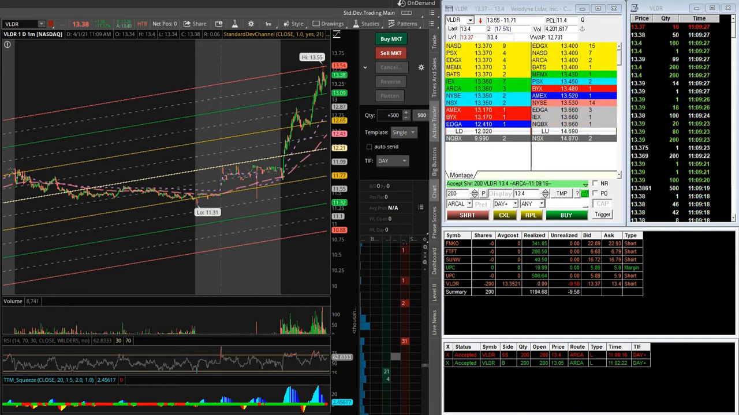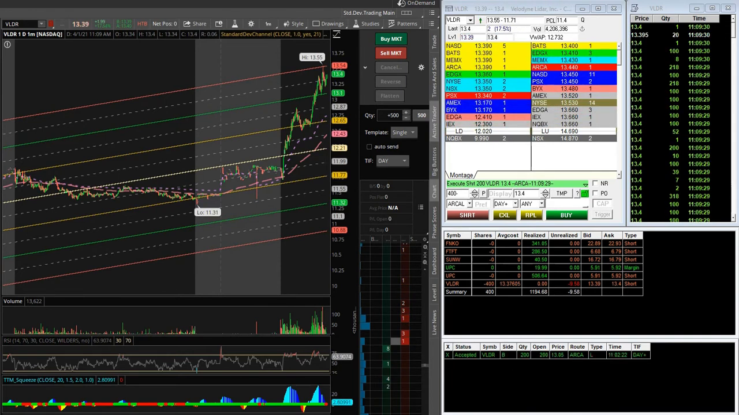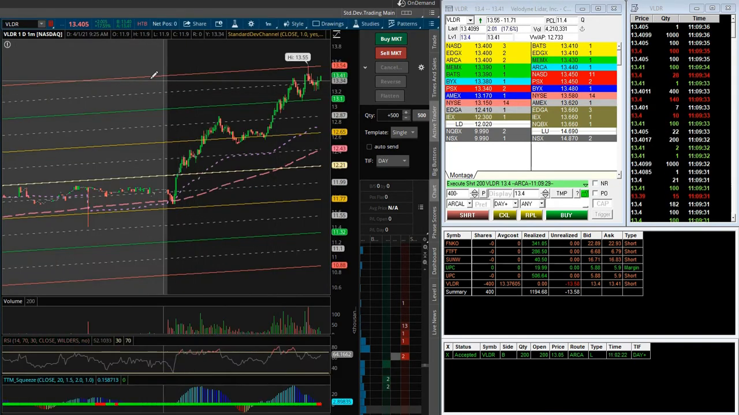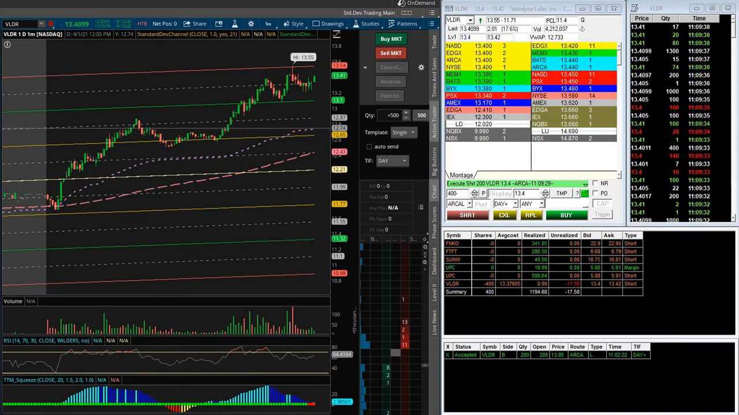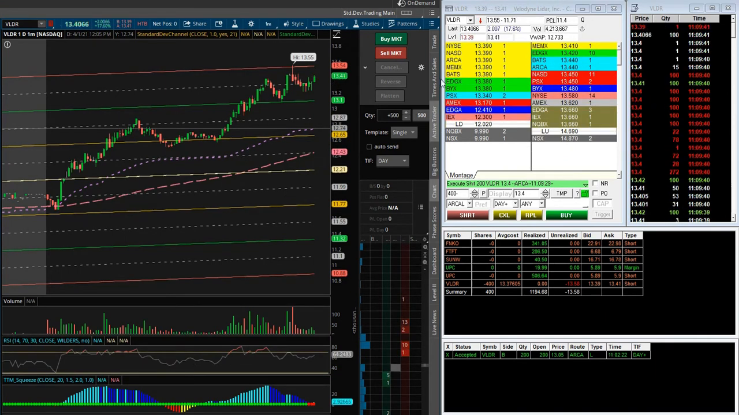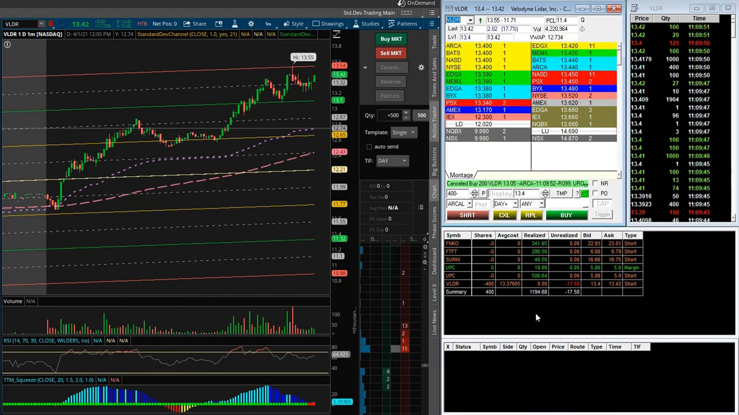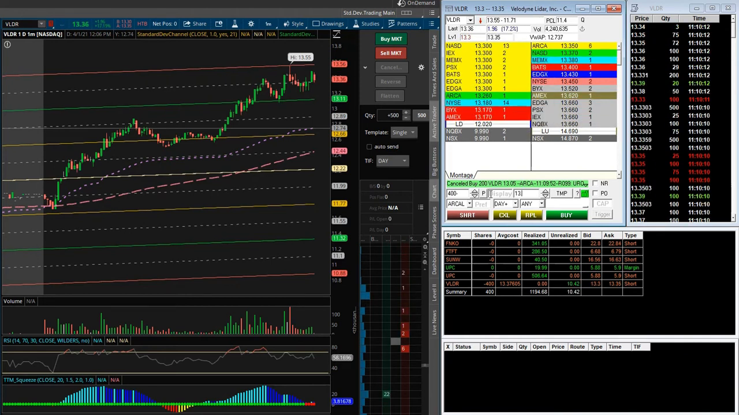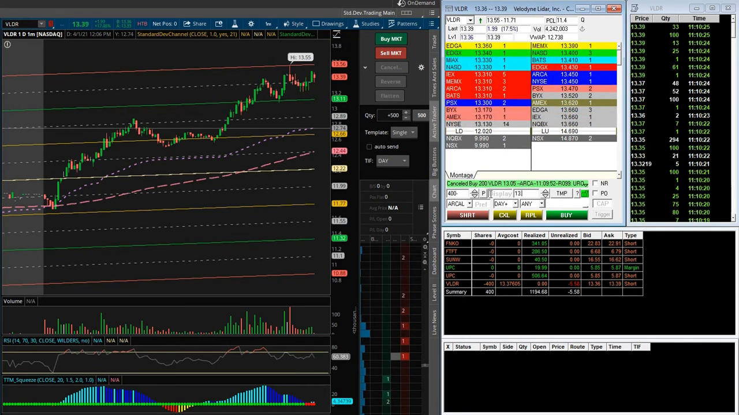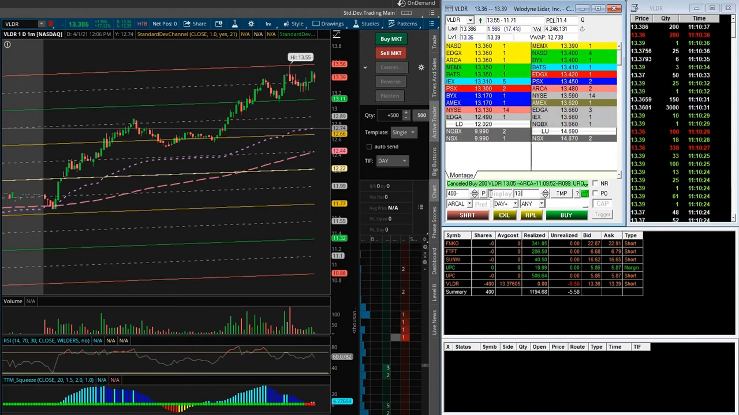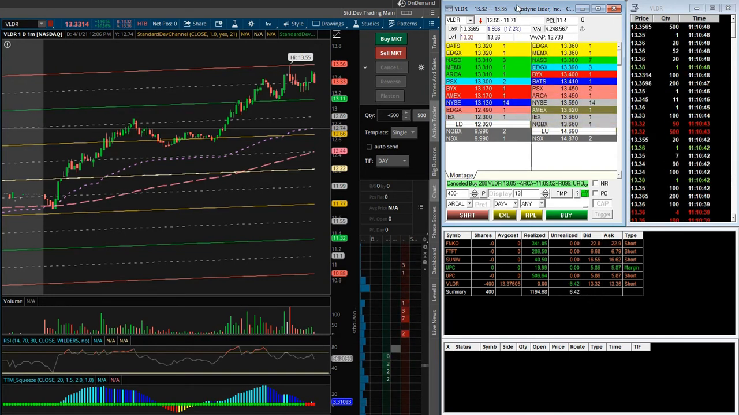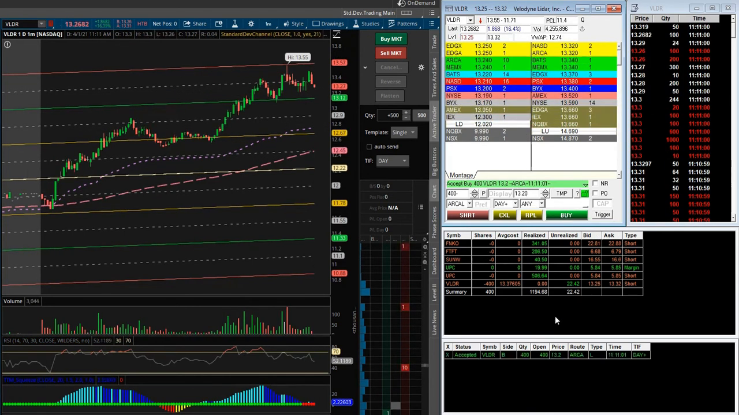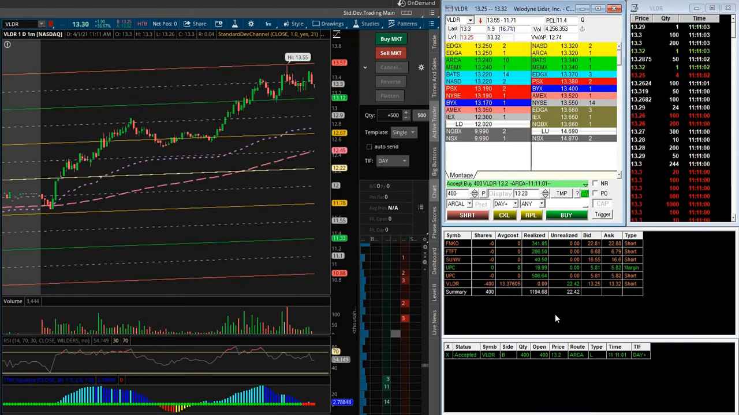So as I mentioned before, I would add to any pop here. So here's the added 200 shares now. My average price is $13.37. I'll adjust my target. As you can see, the green line now is at $13.11. So target now is $13.20. I do end up changing it to $13.18 later.